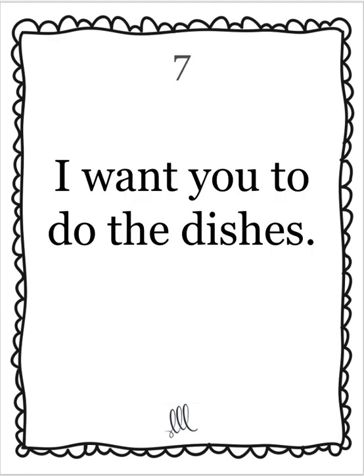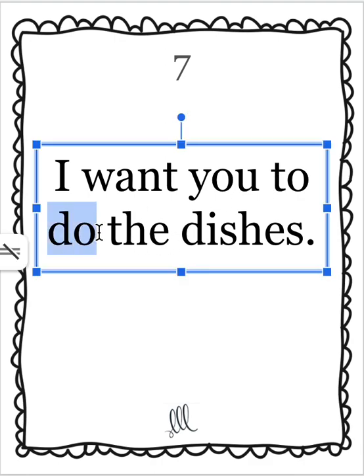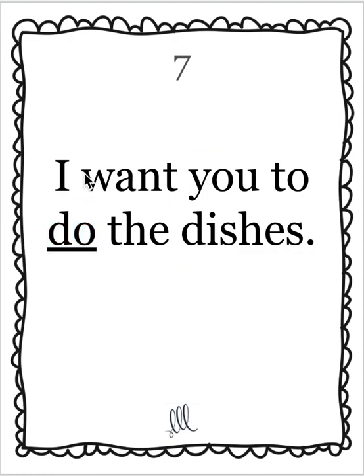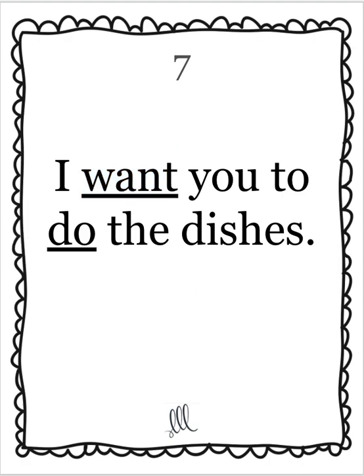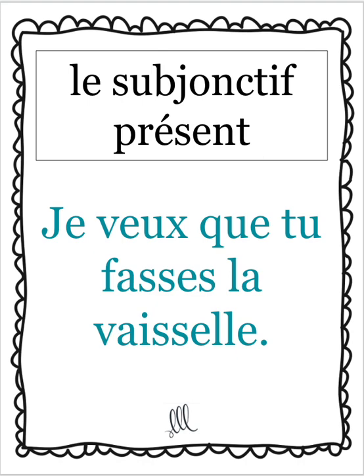Okay, numéro 7. I want you to do the dishes. So here's the part that I really want you to focus on, to do the dishes. Of course, you also need to conjugate this verb. I want you to do the dishes. What do you think about the do, to do the dishes? What tense should that be in? Ça, c'est le subjonctif présent.